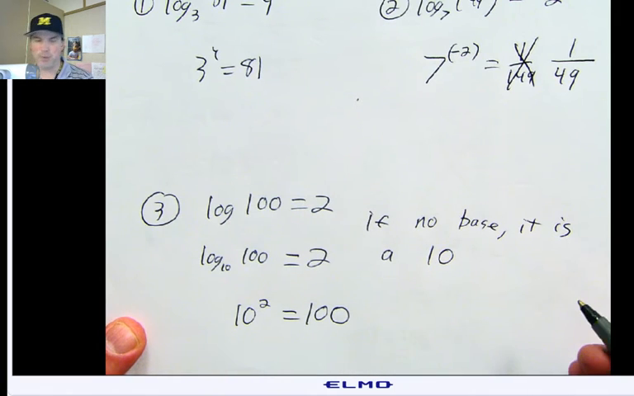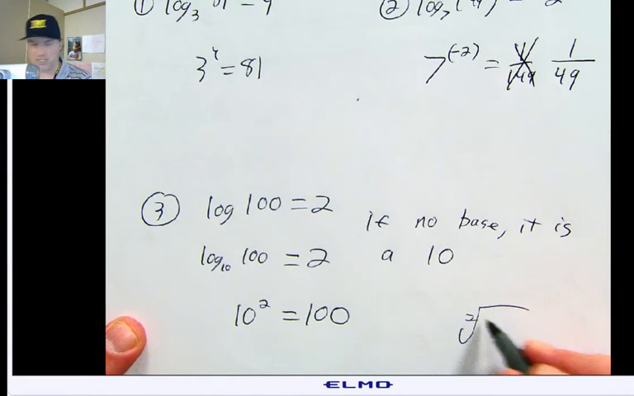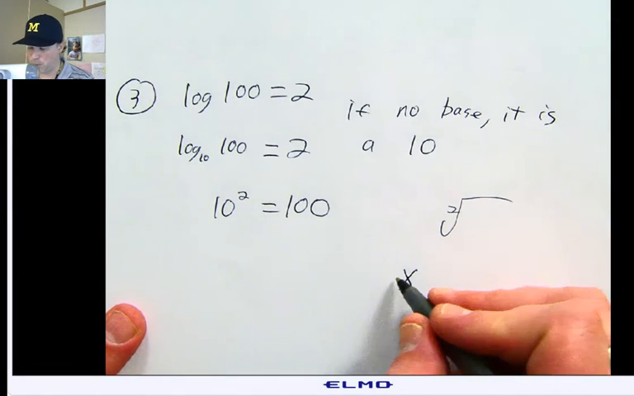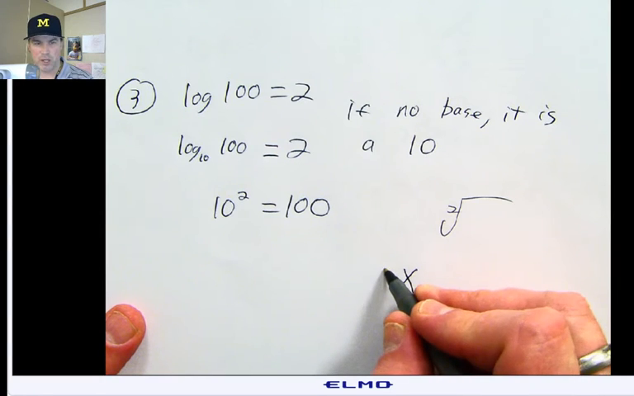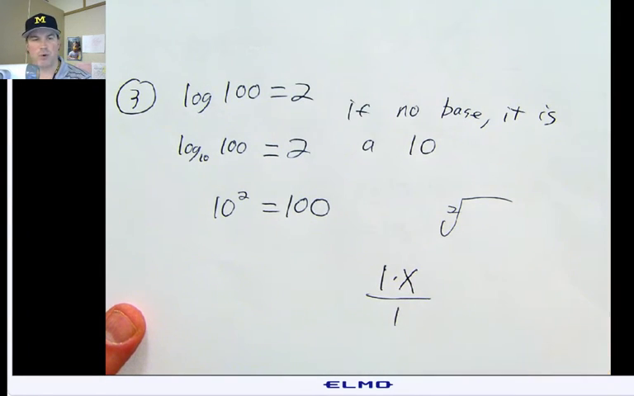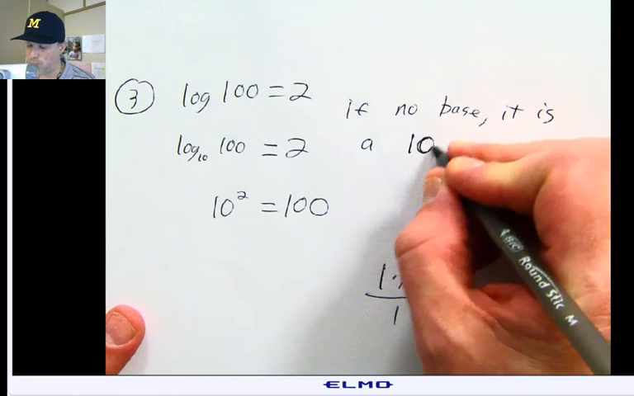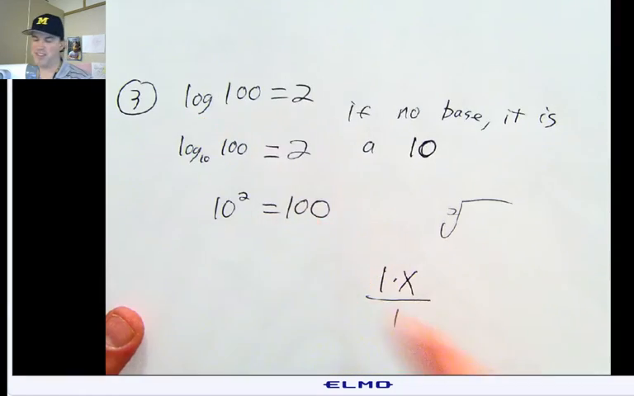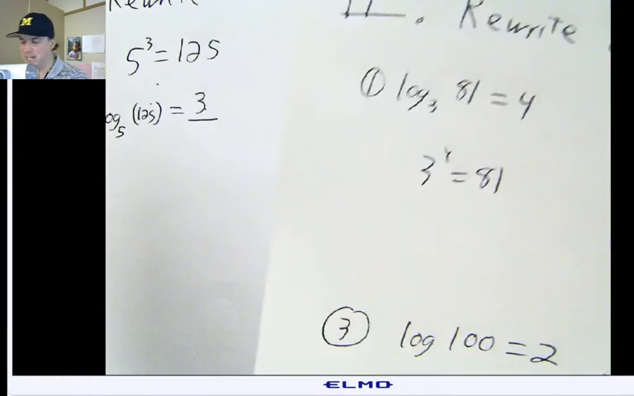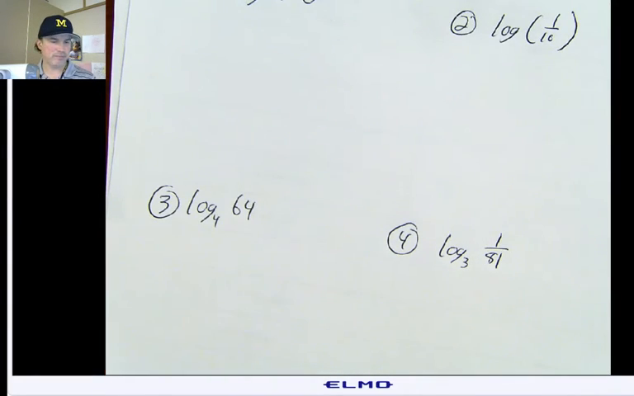Kind of like when you have a square root and there's no number there, you know it's a 2. Just like if you had an x and there's no number in front, you know it's a 1. Just like if you had an x and there's no fraction, it's over 1. Sometimes they don't put things, and there's a number that you just need to know. In this case, that number is a 10, mainly because we're in a base 10 society. So if they don't write it, we're doing the normal base.